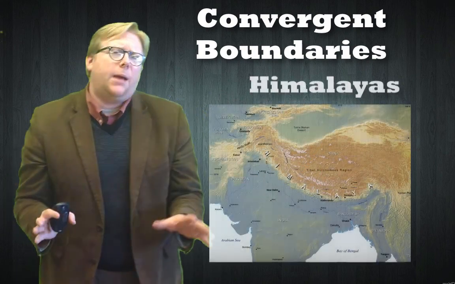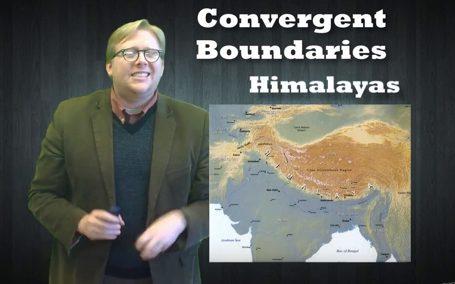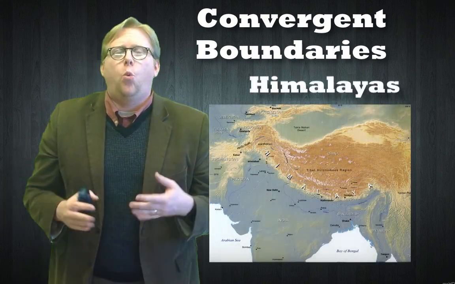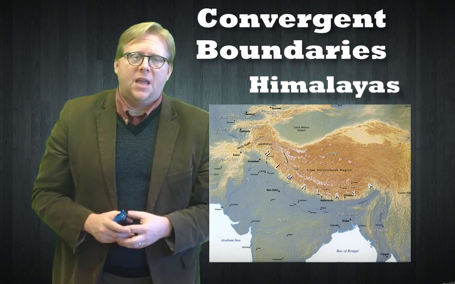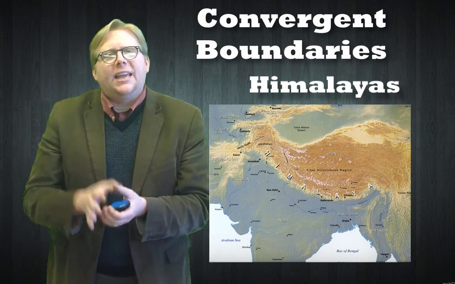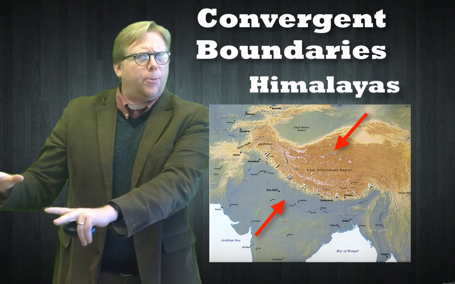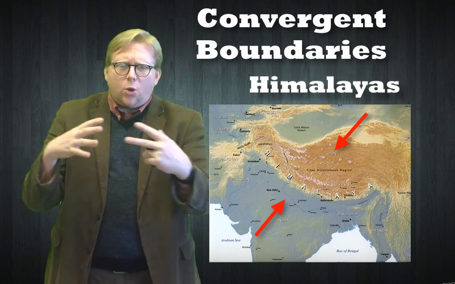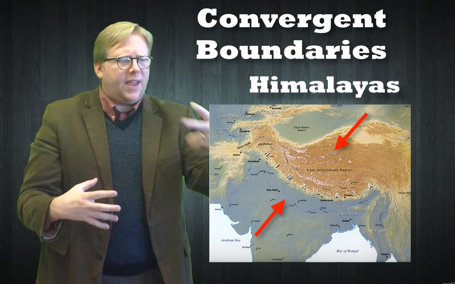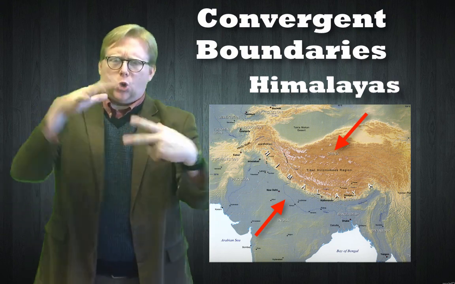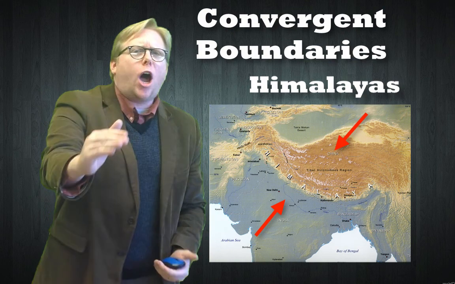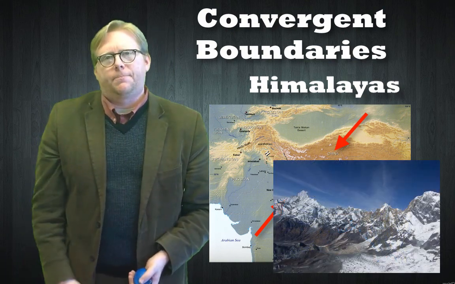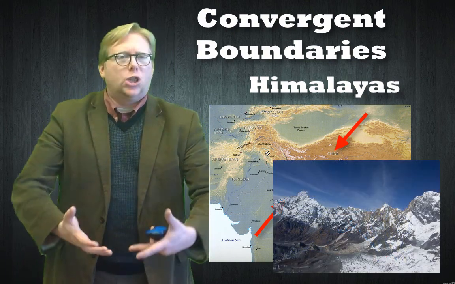A great example of a convergent boundary is actually the largest mountain range in the world, the Himalayas. The Himalayas were formed by India, which used to be its own separate continent, colliding with Asia. And as they slowly collided, all the land of Asia and India got buckled and bent and created these giant mountain ranges. Over time, these have just gotten larger and larger.